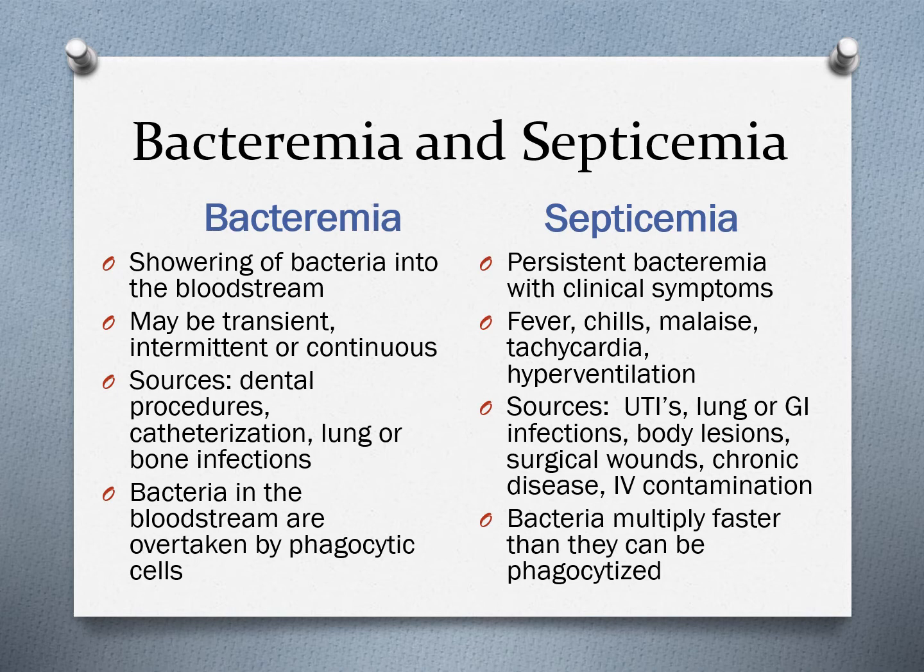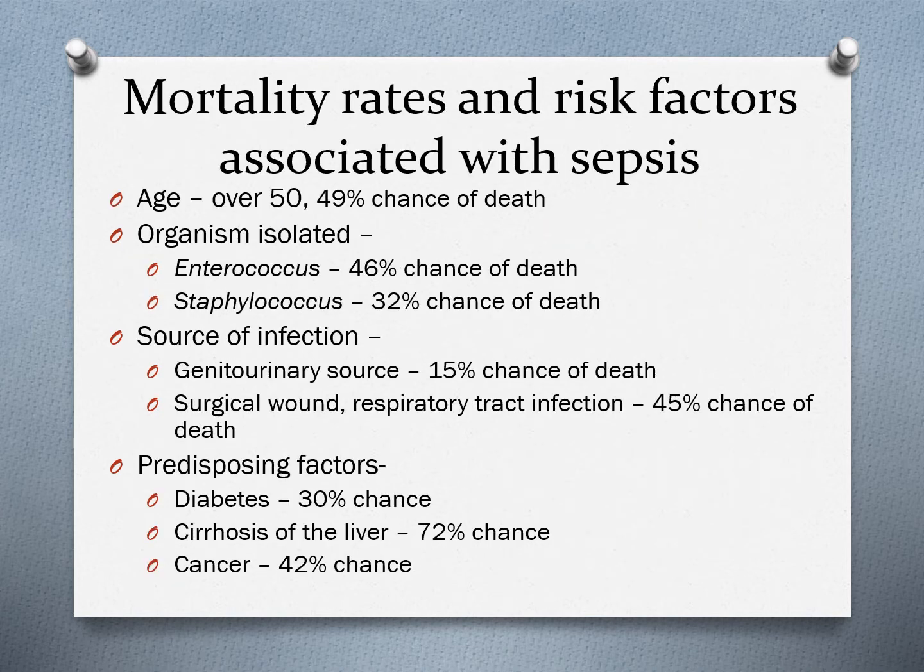Usually in the case of septicemia, bacteria multiply faster than they can be phagocytized by our second line of defense. Anytime a patient is septic, that really increases their risk of death, and that risk goes way up if septicemia is left untreated or inadequately treated. So if you're over the age of 50 and you have an untreated case of septicemia, you have a 49% chance of death. If the organism isolated is Enterococcus and it's untreated, you have a 46% chance of death. If it's Staphylococcus and it goes untreated, you have a 32% chance of death.